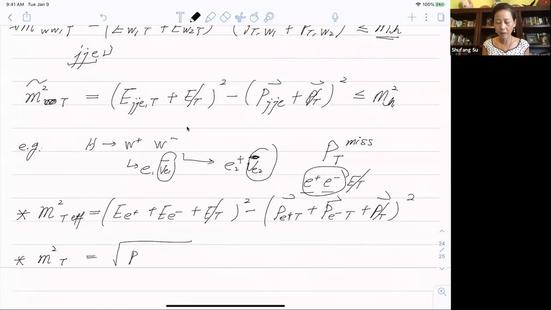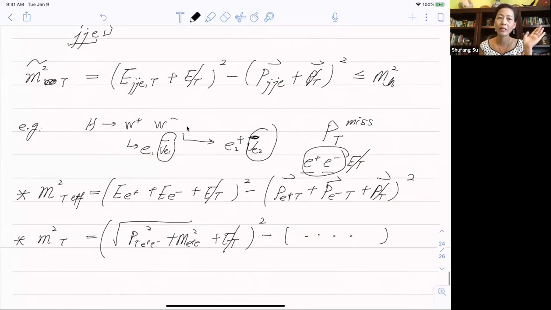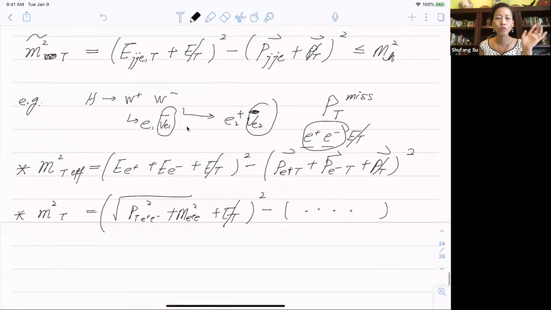So it will be PT of the e+ e- squared plus the invariant mass of the e+ e- squared. So that's one ET, plus the missing ET squared, then minus the corresponding momentum part of it. So that is actually a separate definition of the invariant mass squared. Okay, so the point I have here is to show you that when you have a multi-particle final state, or more than one missing particle, you do have a choice of which invariant mass, or transverse invariant mass, variables to use.